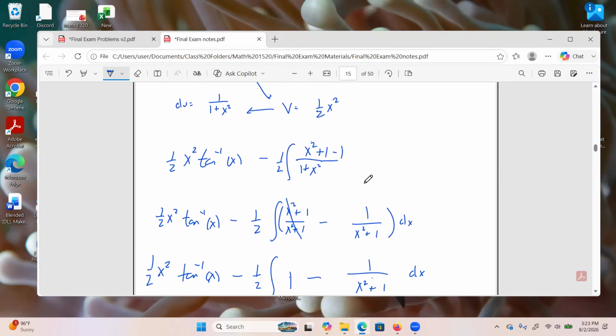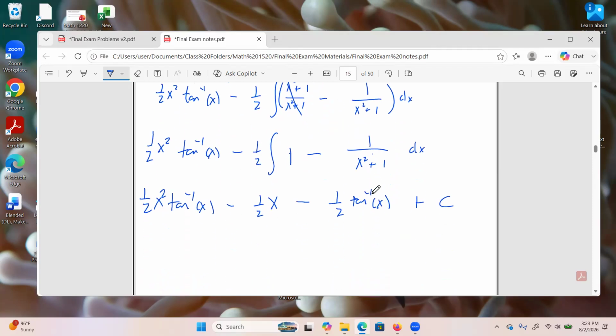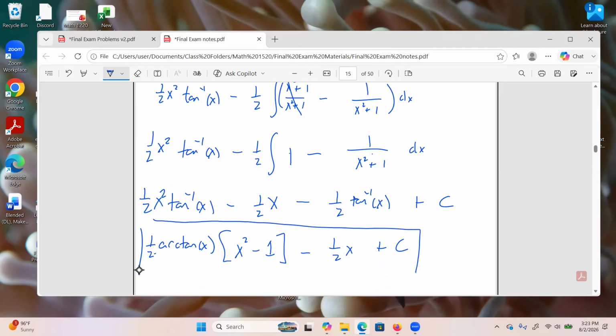Okay, we're going to rearrange this a little bit just so it's a little bit nicer to look at. So I've got my 1 half, arctan of x, and what do I have left here? I have an x squared minus 1. The 1 half is out in front. Okay, minus half x plus c. And I think that's a nice, neat little way of writing all of that. Okay, and that's how you do a problem like that.